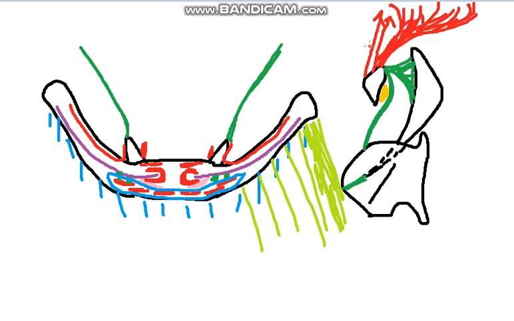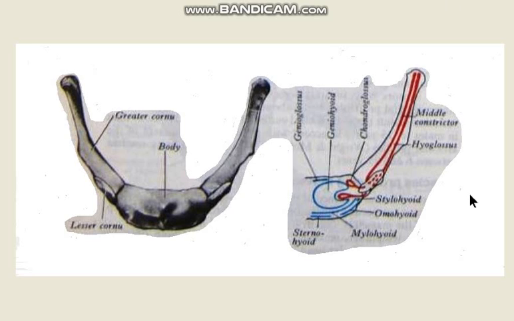So you have the mylohyoid, geniohyoid and genioglossus, and coming down from below you have the sternohyoid, omohyoid and the thyroid. So this is more or less a reasonable drawing of the hyoid bone, and let us see what it looks like in the pictures.